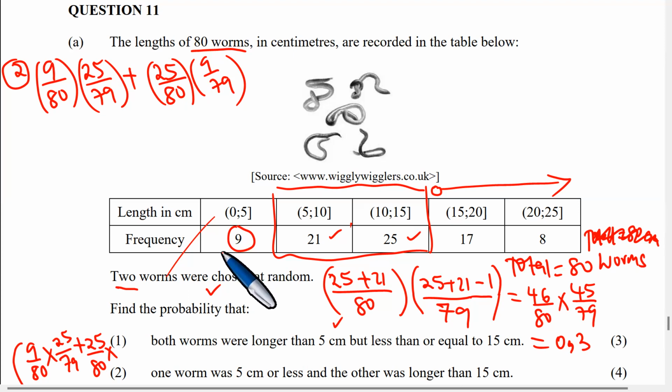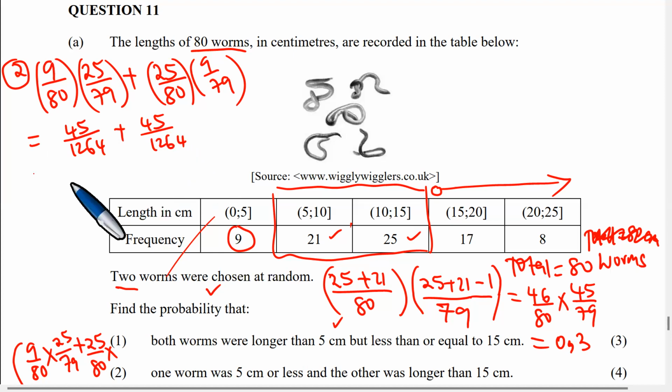What is the answer? Okay, so if you do this carefully, multiplying everything here is going to give us 45 over 1264 as a simplified fraction. This is 45 divided by 1264. And so this is 45.